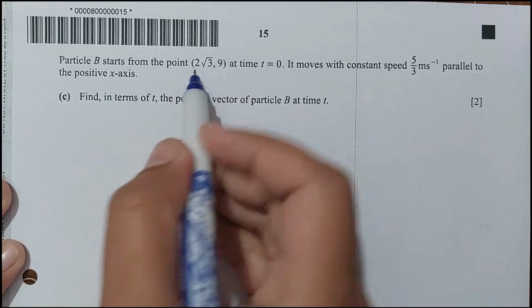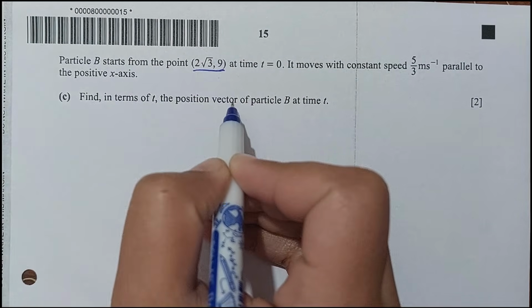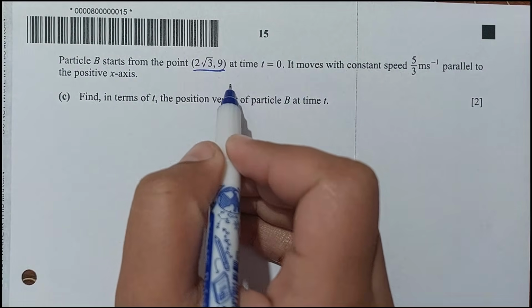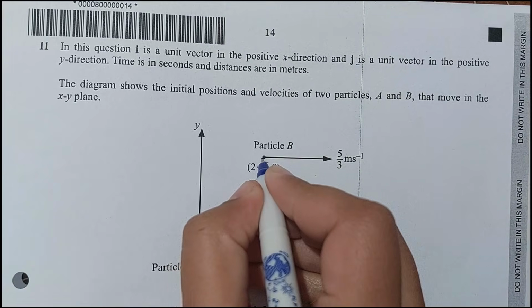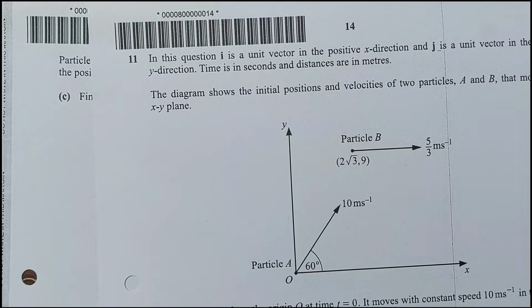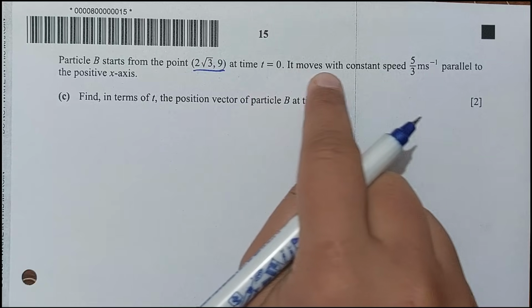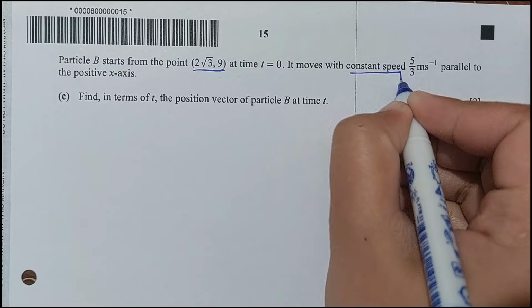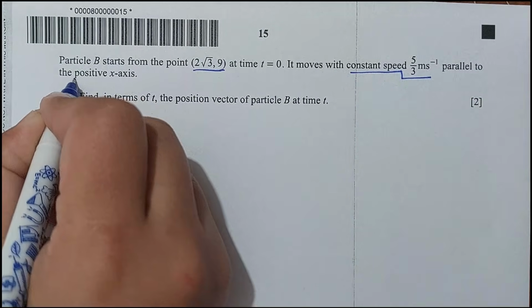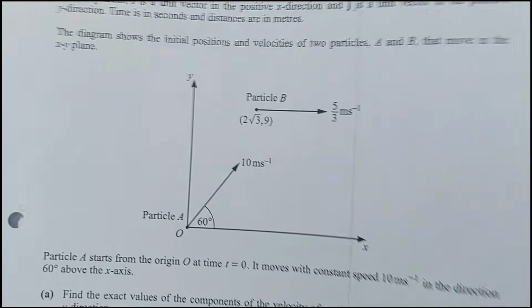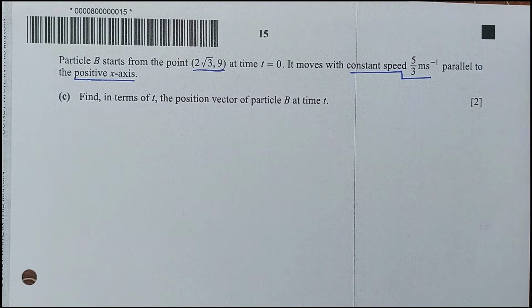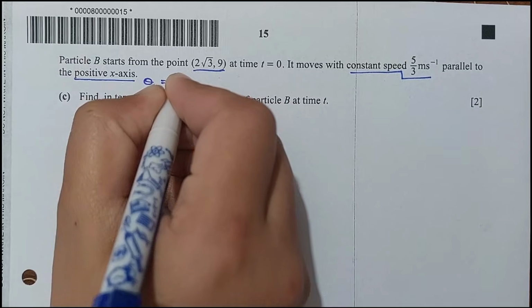Particle B starts from this point. This is the initial position of particle B at t equals 0, right? Let me show you the diagram. This is the initial position for particle B. It moves with a constant speed. The velocity of particle B is parallel to the positive x-axis. It means theta must be equal to 0. In this direction, theta equals 0 degrees.